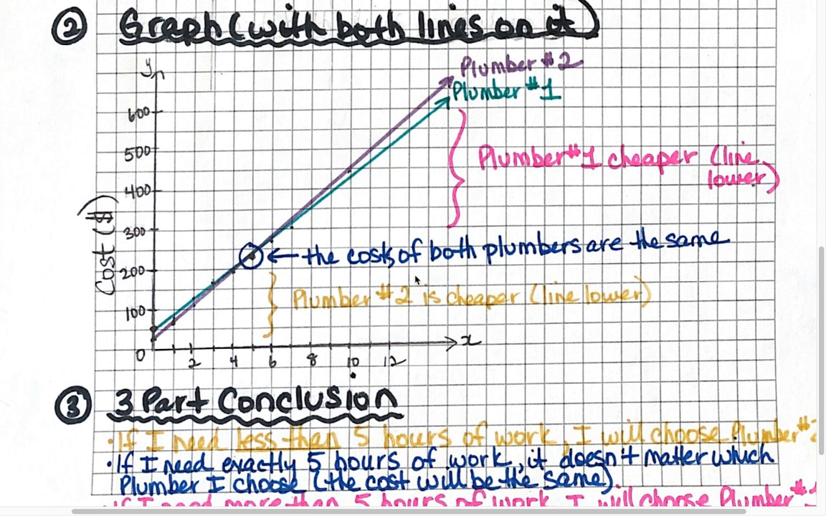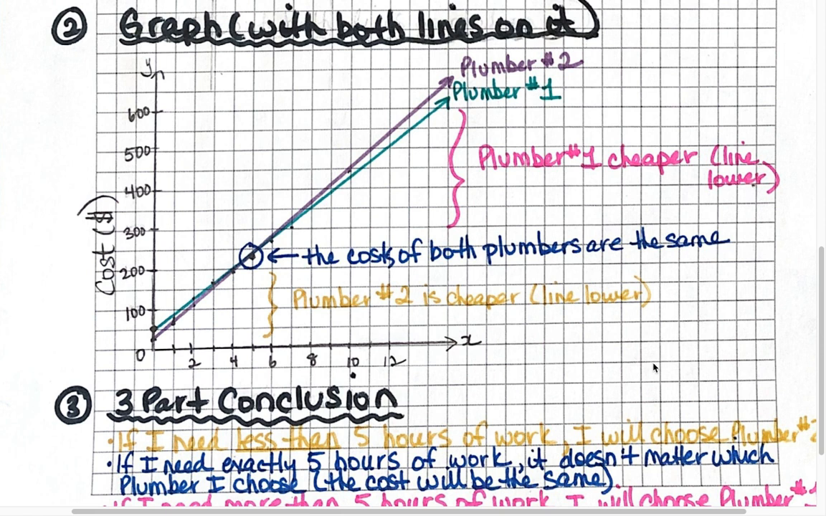So everything below that point of intersection, plumber 2 is cheaper. That switches after the point of intersection. After the point of intersection, you can see that the green line becomes the lower graph, and that is plumber number 1. Because it's lower, I know it's cheaper, and I can say that plumber 1 is cheaper because the line is lower. Okay, so the graph basically takes what we did in the table of values and gives you a good picture and a visual of what's going on with that information.